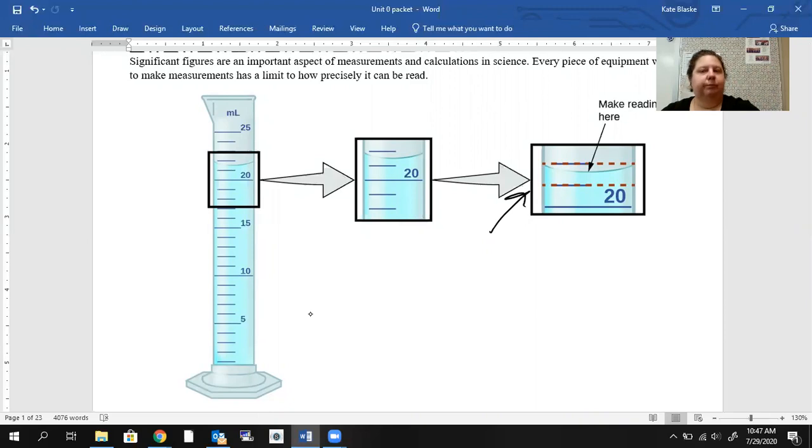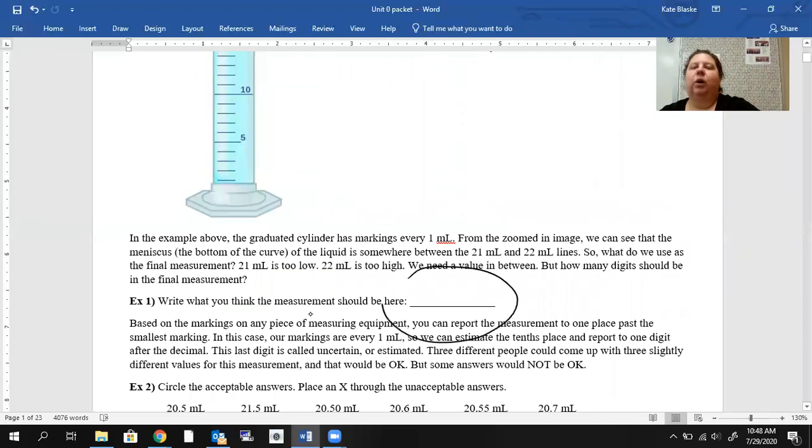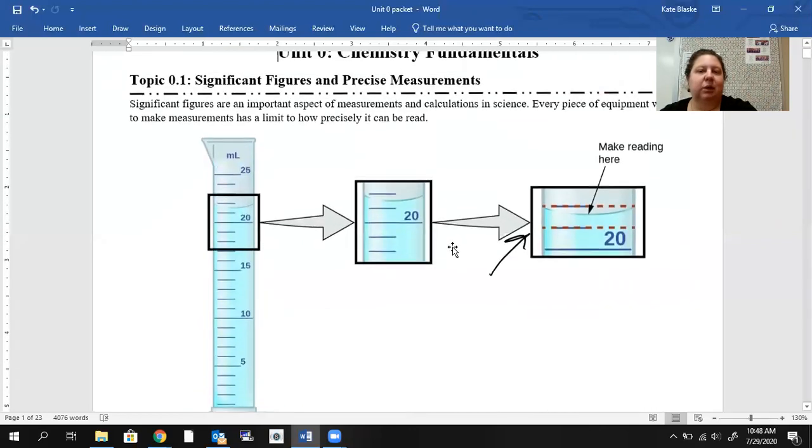What I want you to do, I want you to take a quick estimate, just without reading any of this, without doing anything, and I want you to write down what you think that reading should be right here in your packet. Interesting thing about this is you could ask several different people and you could get several different values.